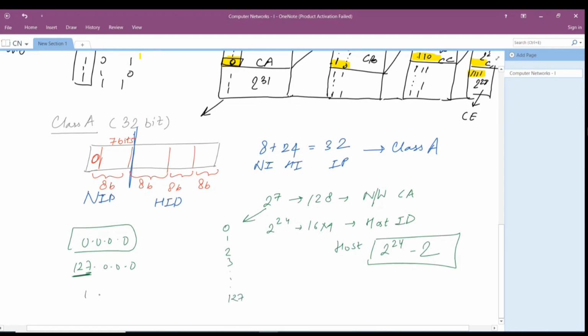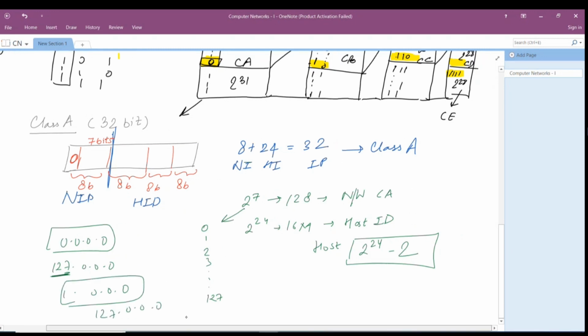So if you have 1.0.0.0, this is a valid network ID. If we have 127.0.0.0, this is a valid IP address, right? So if you see 127, this particular IP address having all 0s in the host ID is recognized as reserved. Similarly, all ones are also reserved.